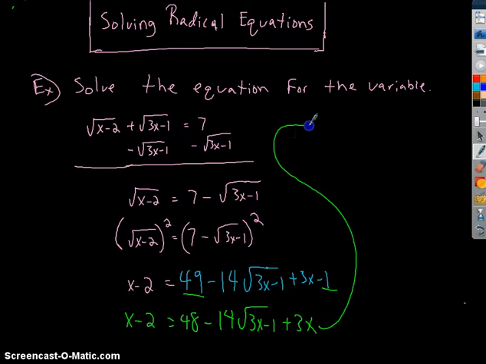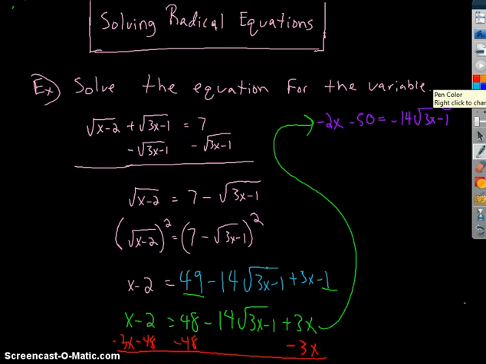Let's move it up here. So kill 2 birds with 1 stone, subtract 3x, subtract 48 from both sides now. So what we now have is a negative 2x, subtract 50, equals a negative 14 times that. You want the negative 14 to go away, so we divide both sides by negative 14.